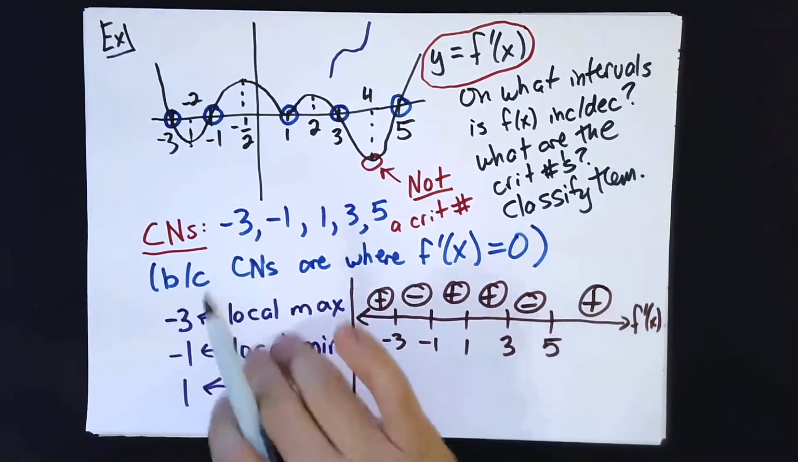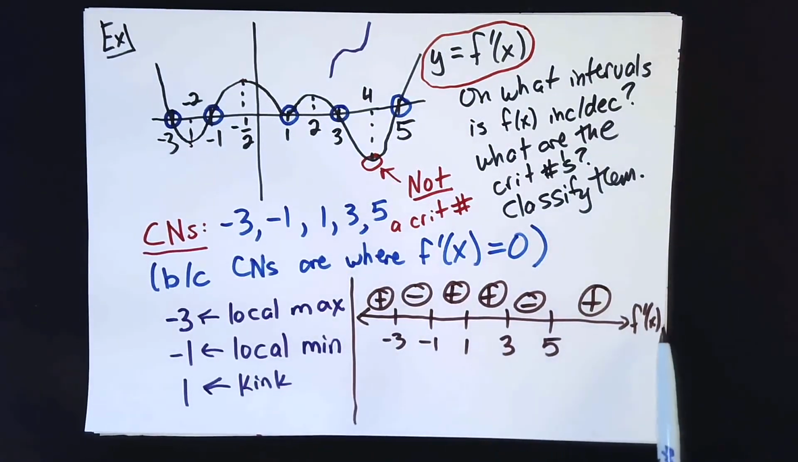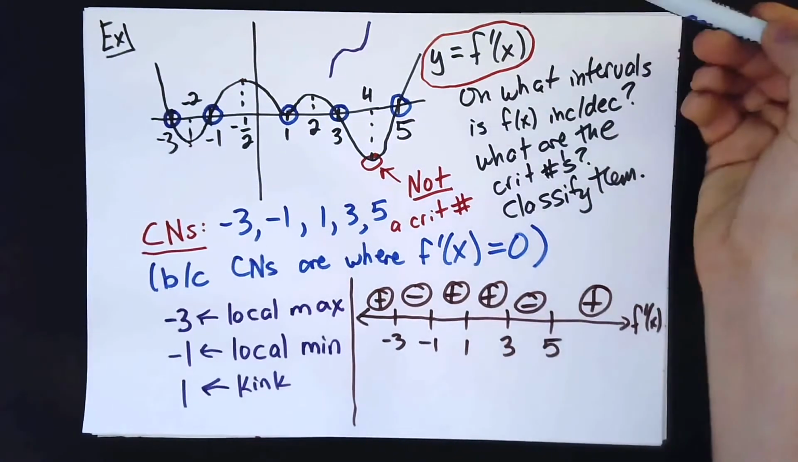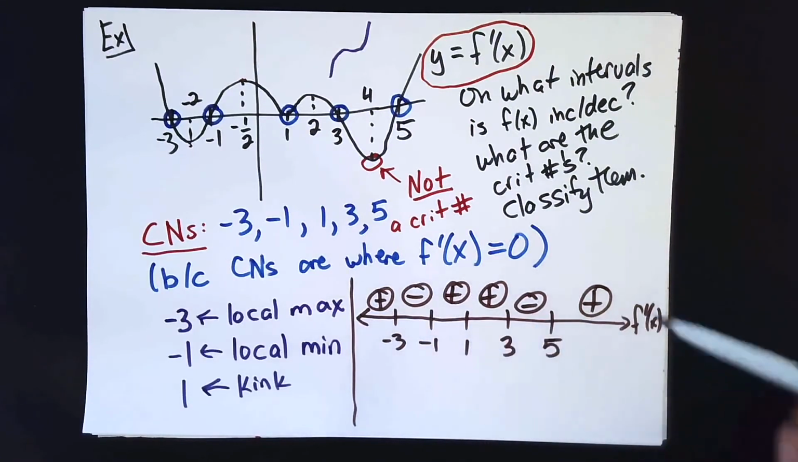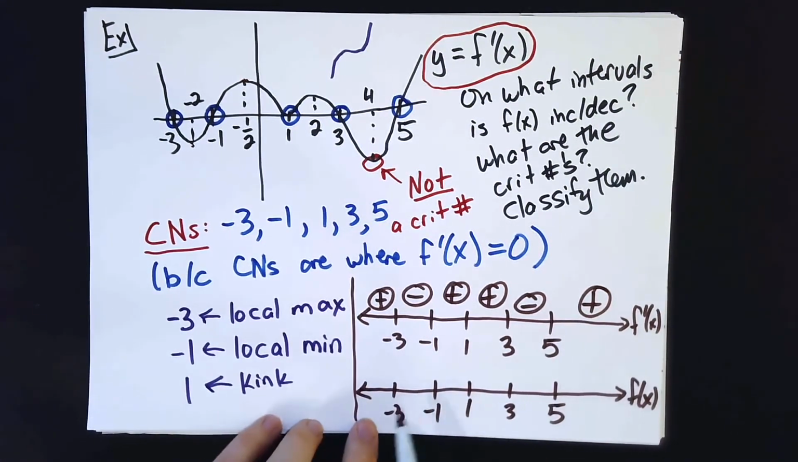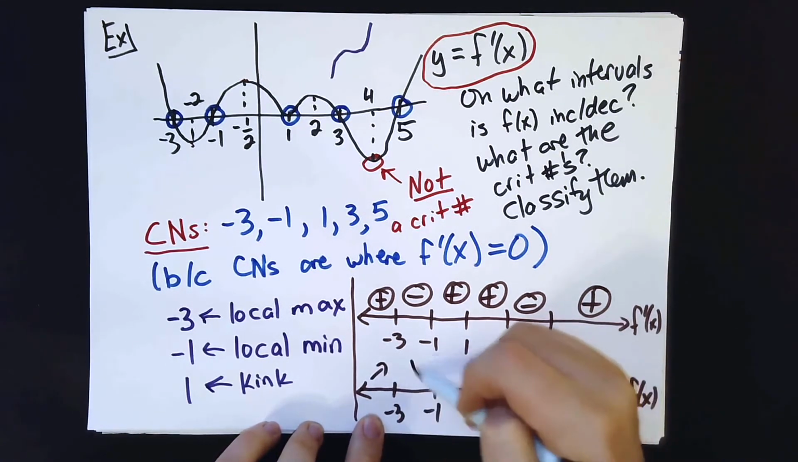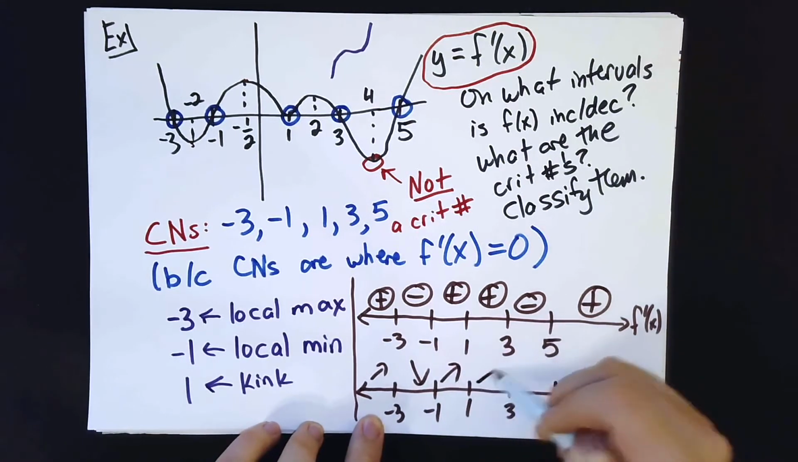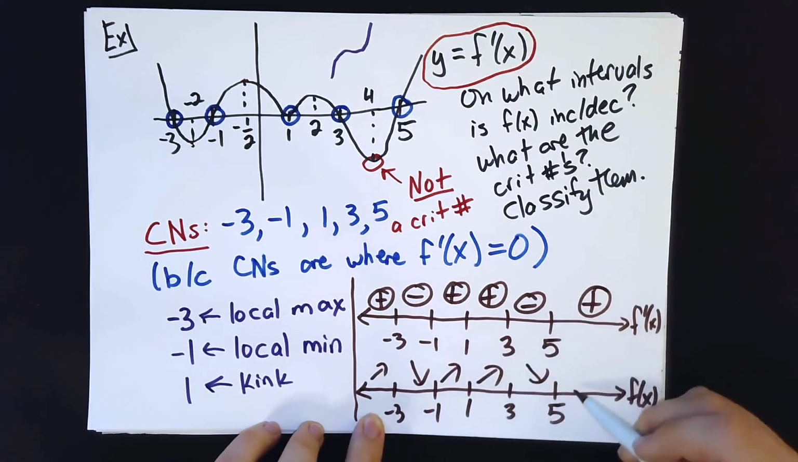And again, all I'm doing is looking at whether the graph of the derivative is above the x-axis or below the x-axis on each of these intervals. And just like before, I can translate all of these positives and negatives on the derivative to statements about where the function itself is increasing or decreasing. So increasing, decreasing, increasing, increasing, decreasing, increasing.